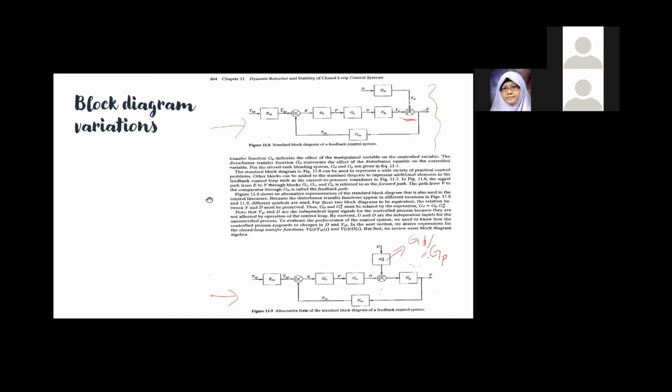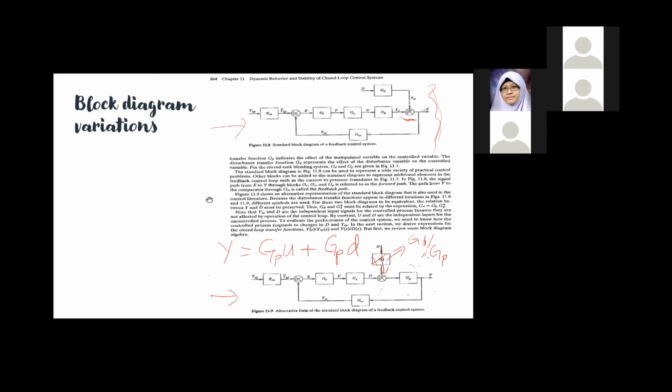Now, sometimes you can see certain diagrams where there's no transfer function here. You have D going straight like this. This is very convenient when the disturbance has the same transfer function as the process. So you will have Y equals GP times U plus GP times D. Sometimes when the disturbance has the same transfer function as the process, this is a more convenient way of drawing it. But usually this is the normal way. This figure 11.8 is more normally seen.